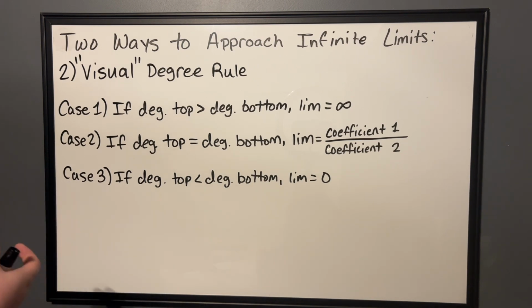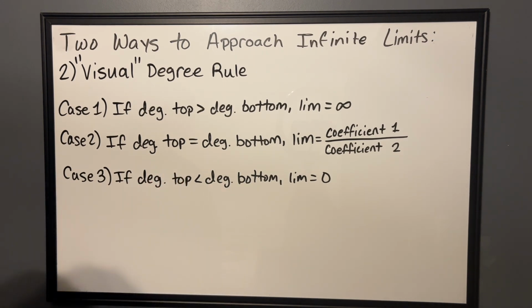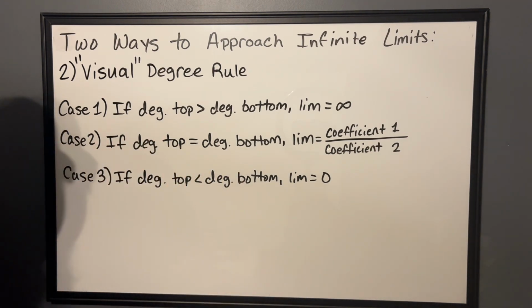There's three cases for this, and they all depend on the degree of the numerator and denominator, or I call them the top and the bottom here. In case one, if the degree of the top is greater than the degree of the bottom, then the limit goes to infinity. And case two, if the degree of the top is equal to the degree of the bottom, then the limit is coefficient 1 over coefficient 2.